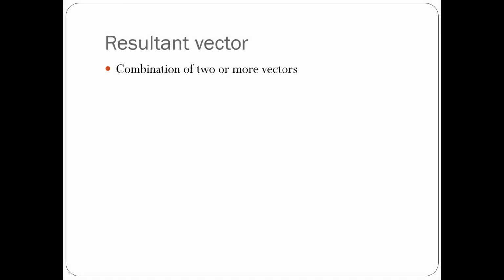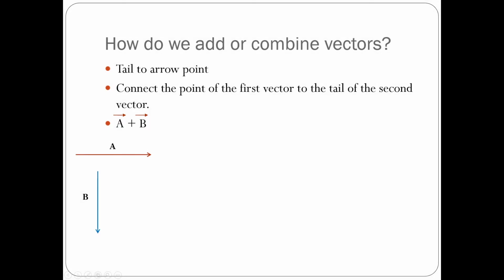What about adding and subtracting vectors? When you combine vectors through addition or subtraction, the vector you get is called the resultant vector. Let's go over the rules of combining vectors by using vectors A and B located below as an example. For each vector, there is the tail and the arrow point.